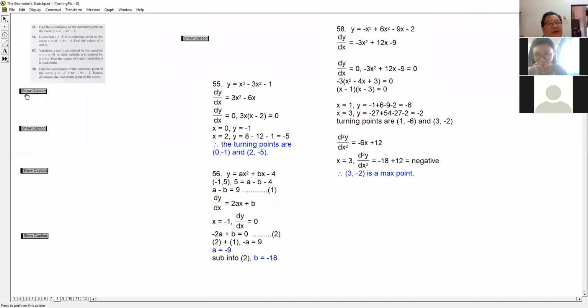Next question is number 57. Okay, so number 57, we read the question. We are given two equations. The first equation, x plus y equals to 10, and the second equation, p equals to x squared y. So p equals to x squared y. So I substitute one into another.